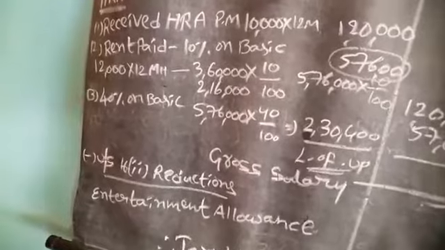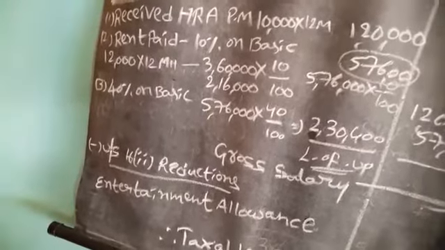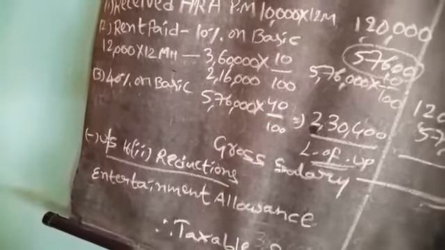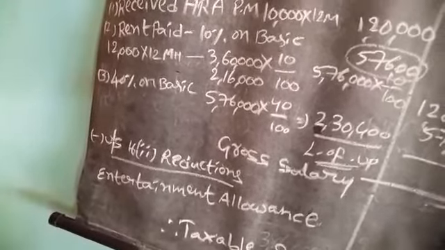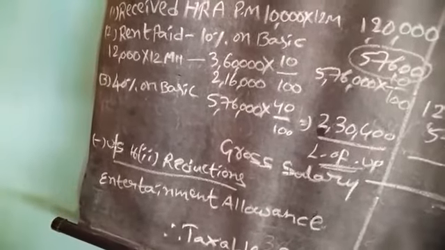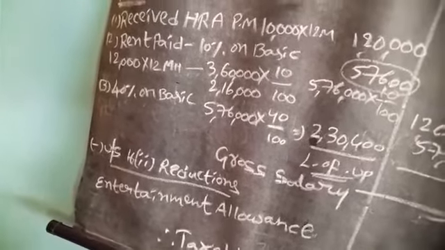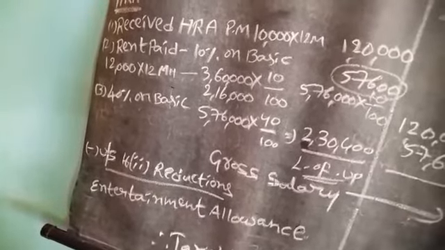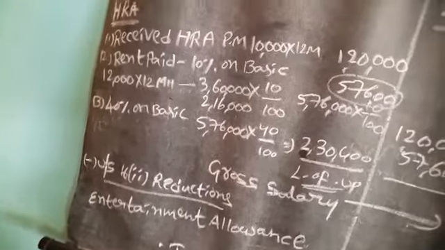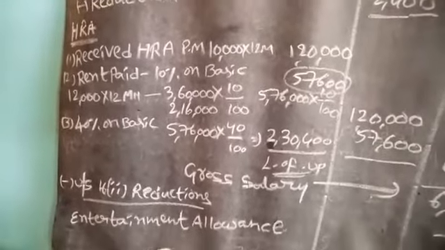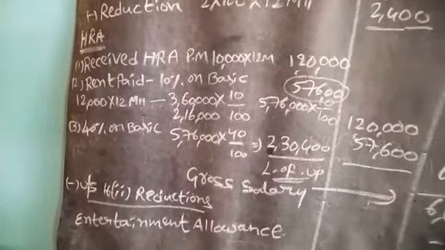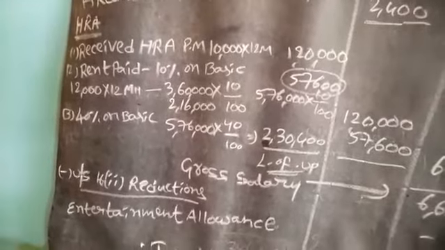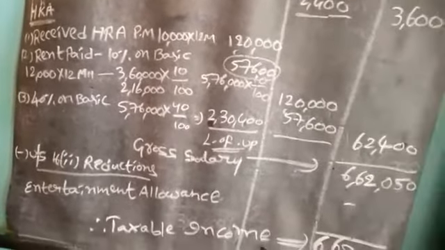And please, we add the DA also. We got 5,76,000 into 10 by 100. So we less the total amount and the 40% on basic. 5,76,000 into 40 by 100. We got 2,30,400. So least of the 3 is 57,600. We minus it from the received HRA 1,20,000 minus 57,600. So taxable is 62,400.